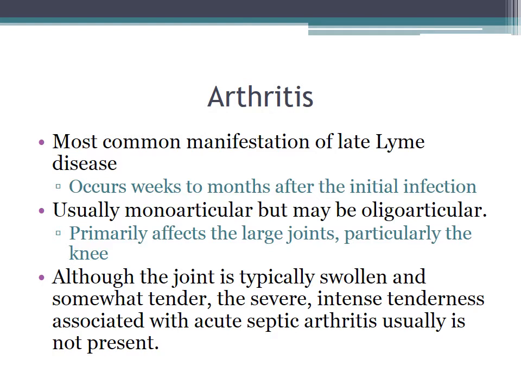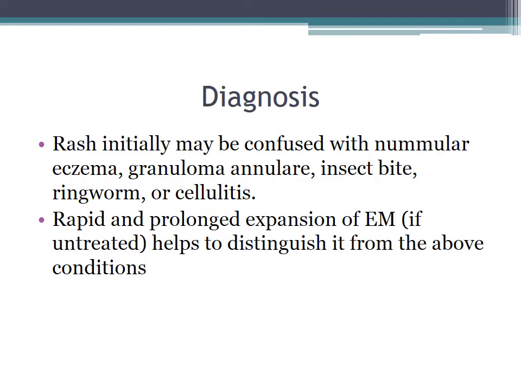Arthritis is the most common manifestation of late Lyme disease, and it occurs weeks to months after the initial infection. It's usually monoarticular, but it can also be oligoarticular. It primarily affects the large joints, like the knee, and although the joint is typically swollen and somewhat tender, the severe, intense tenderness associated with acute septic arthritis usually is not present.